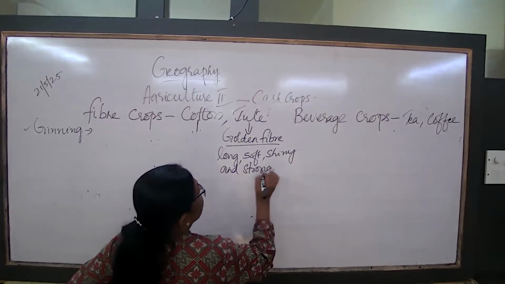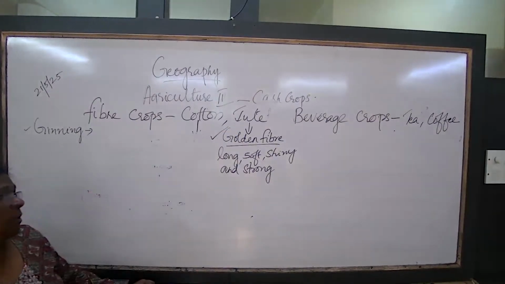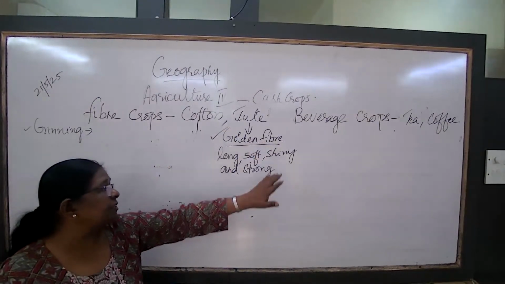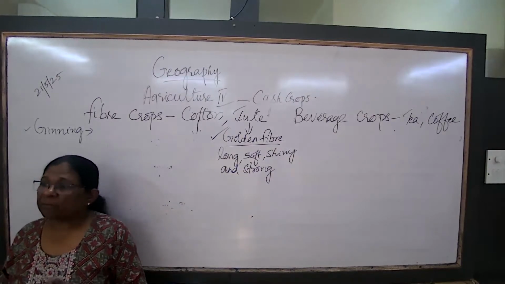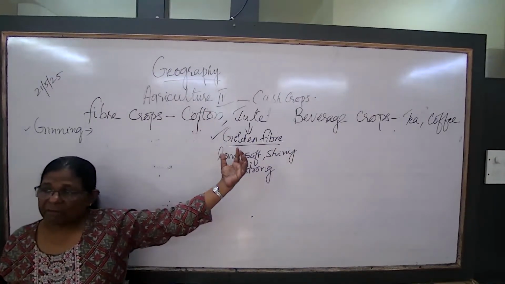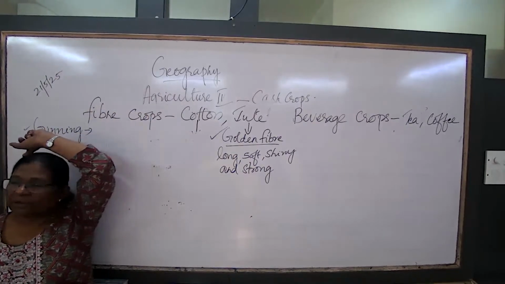This is the peculiarity of this one. Jute is a golden fiber. It is a long, soft, shiny, and strong material. So, fiber making can be easy compared to cotton.